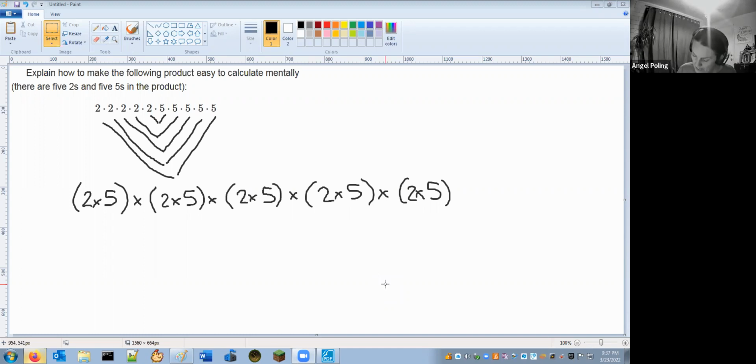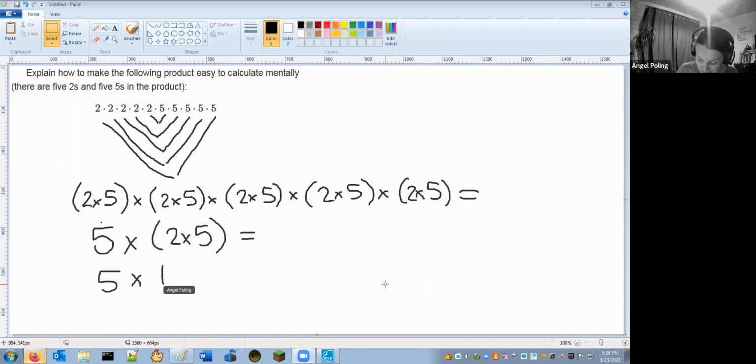And now what I have is 1, 2, 3, 4, 5. Well, they told us we'd have that, but we have 5 groups of this quantity that's 2 times 5, right? And so as a result, we have 5 times 10, which is quite easy to calculate.